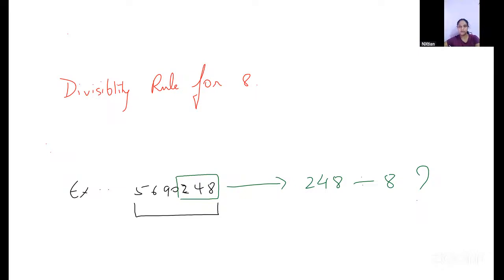This is for numbers that are more than 3 digits, like 4 digit, 5 digit, 6 digit, 7 digit numbers. If the number is smaller than that, you have to divide and check for 8. All right, so we will write it down.